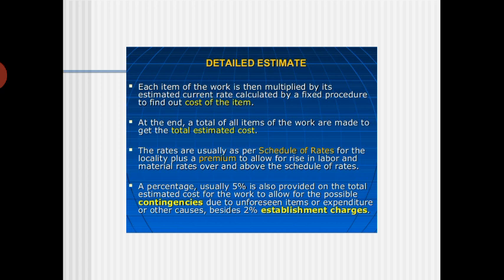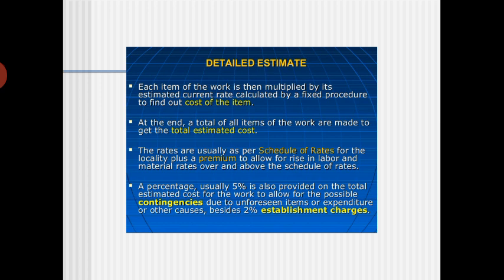So, detailed estimate, maybe you solved some of the problems also. This last sentence is very important. Of course, the third sentence: the rates are usually as per the SR rate of the PWD. A percentage, usually 5%, is also provided on the total estimated cost for the work to allow for possible contingencies due to the unforeseen items and expenditures that I already discussed.